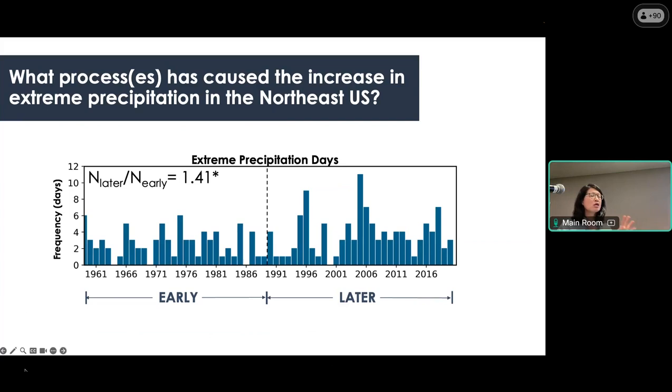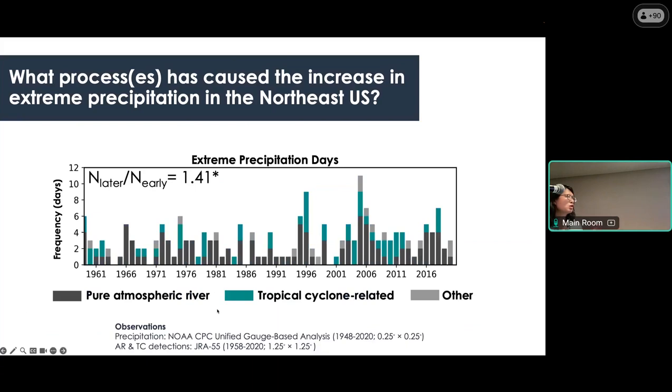So we categorize these extreme precipitation days into pure atmospheric rivers, tropical cyclone related events, and the others. Tropical cyclone related events means there's a tropical cyclone event, including TCs that already experienced extratropical transition, within 1,000 kilometers of the Northeast regions. We use this 1,000 kilometers because we know tropical cyclones can send moisture to remote regions and have interactions with mid-latitude systems that cause extreme precipitation in the remote regions. And pure atmospheric river means there's an atmospheric river event over the Northeast regions, but at the same time there's no TC related event within 1,000 kilometers of the Northeast regions. So we can see that the majority of these extreme precipitation days are accompanied by atmospheric rivers or TC related events nearby.